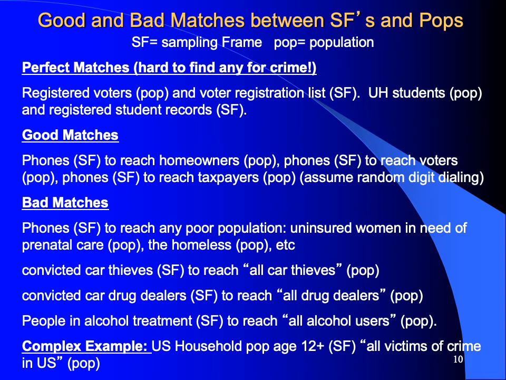What if my population was homeowners, and I used phones as a sampling frame? Think back before cell phones, but almost everybody who owns a home has a phone in their house. Back when it was just landlines, I think the statistic was something like over 95% of homes in the United States had a phone. What if I used phones to reach registered voters?